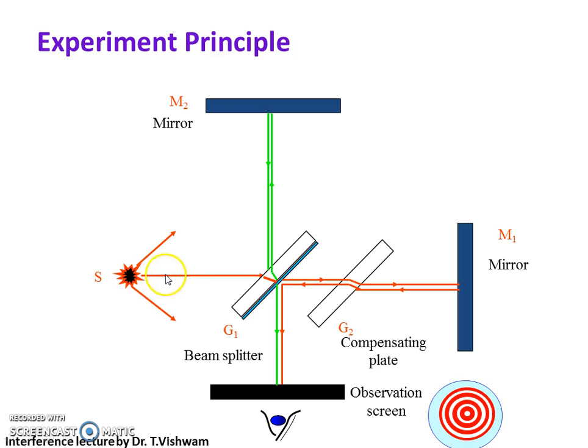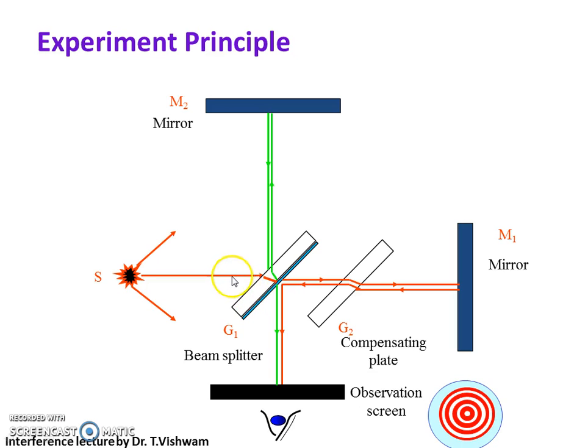Light coming from the source is incident on the glass plate and gets reflected and refracted. The reflected beam moves towards the mirror M2, which is placed perpendicular to M1. It gets reflected and comes back. The other beam is refracted and moves towards the other mirror M1, gets reflected, is reflected from the silver coating here, and comes this way. Both the reflected and refracted rays get superimposed on each other and produce an interference pattern. This is the observer observing the interference pattern on the screen.